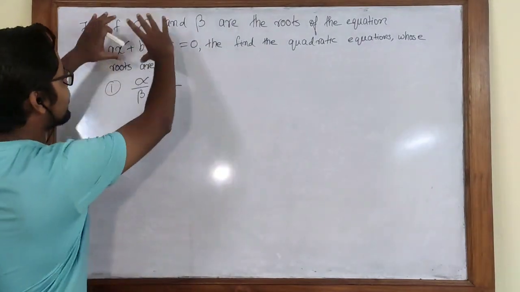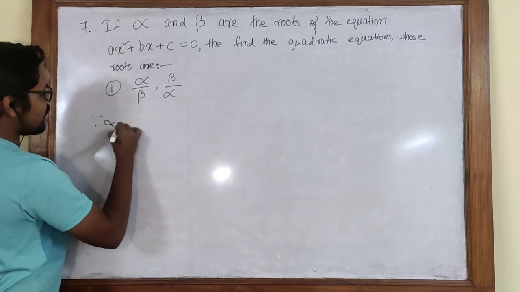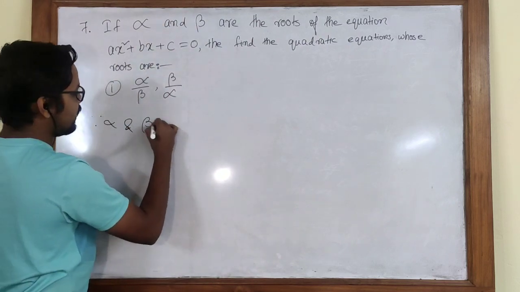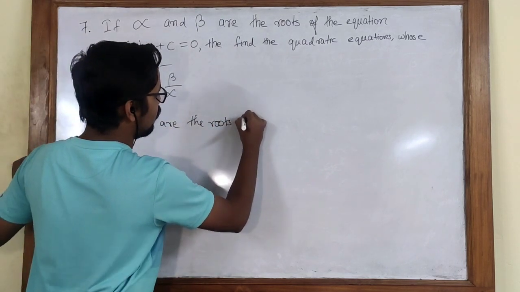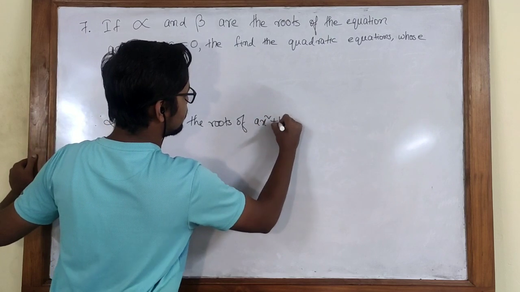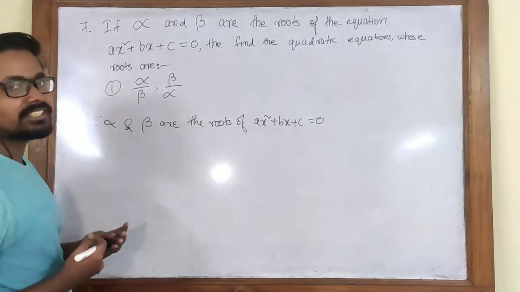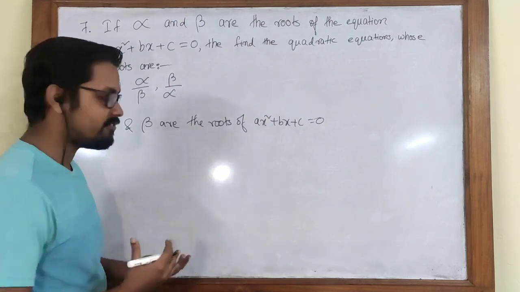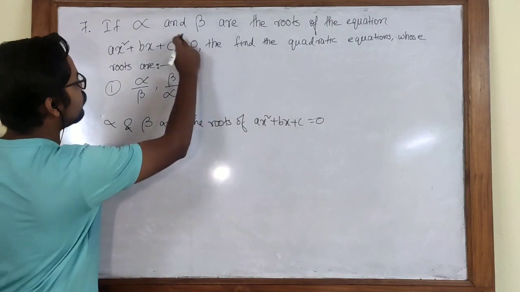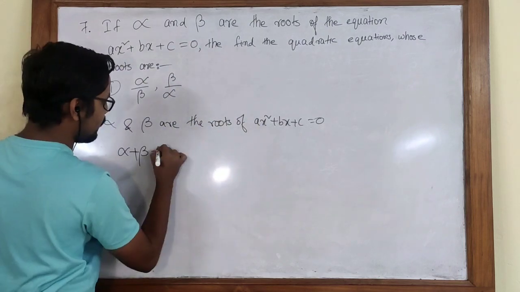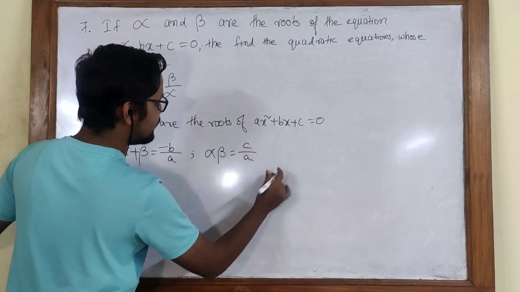So let's start with what is given. Alpha and beta are the roots of this. Since alpha and beta are the roots of ax square plus bx plus c equal to 0, we know the sum of the roots and the product of the roots. So we have the sum of the roots, alpha plus beta, equal to minus b by a, and alpha beta equal to c by a.